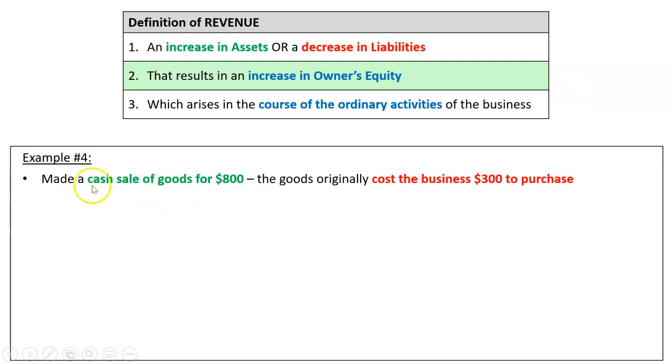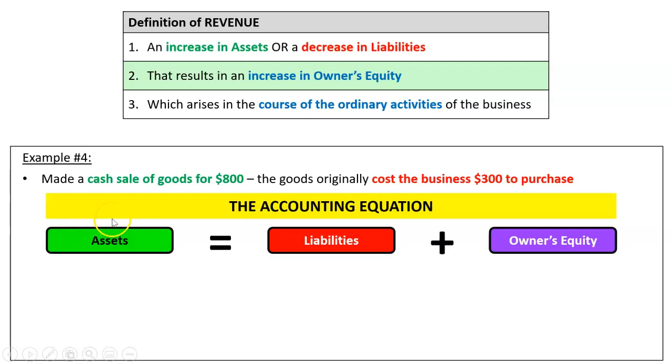So that's a revenue. What about this one? The business made a cash sale of goods for $800. The goods originally cost the business $300 to purchase. This is called a cost of sale. We're going to deal with that later in the course. But for now, is this a revenue? Well, let's have a look here. Let's get the accounting equation.